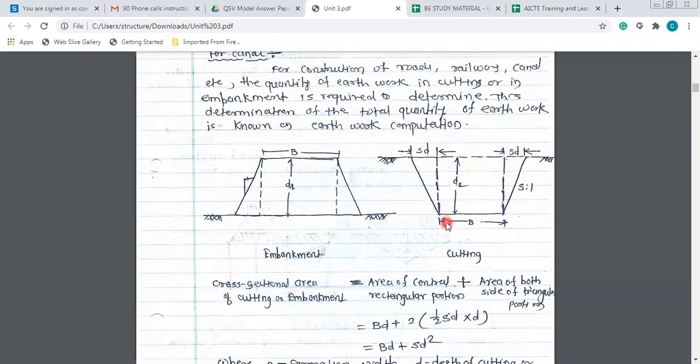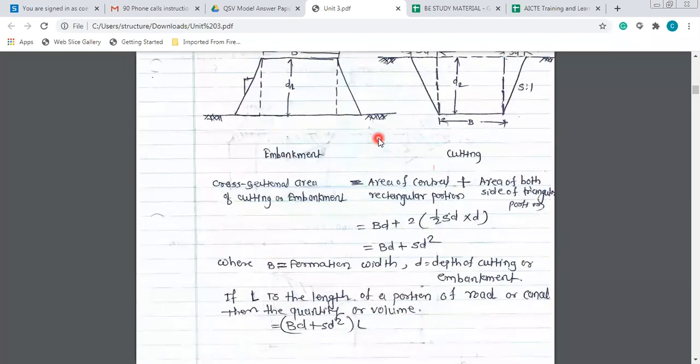We consider B as the width of the road and D as the depth, having some slope S is to 1, that is 1 is to 1, 1 is to 2, 1 is to 1.5, whatever it may be. You can give me a suggestion if I am wrong at some point.